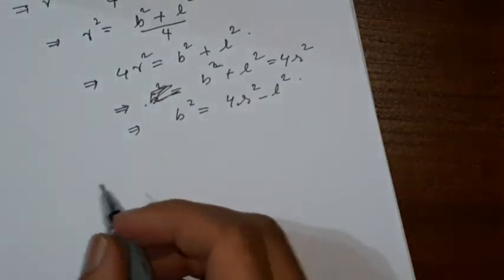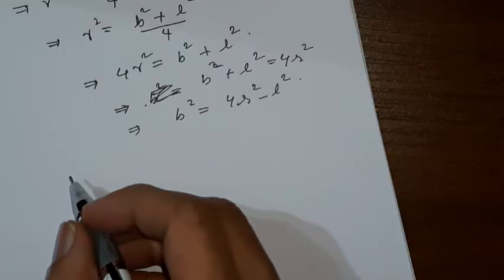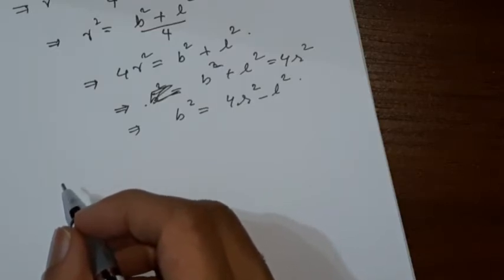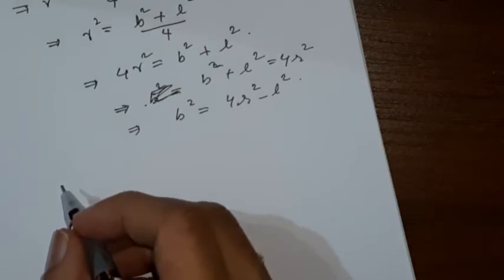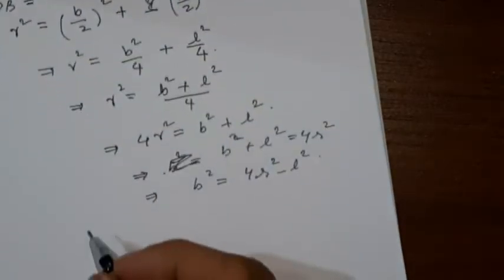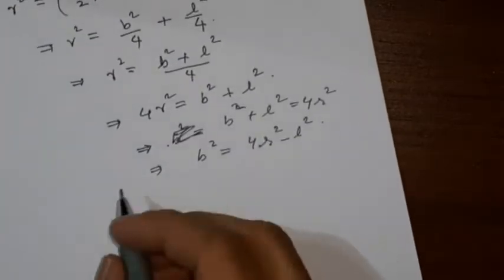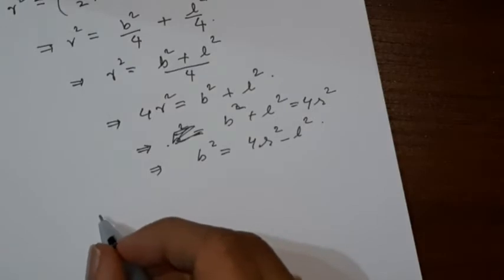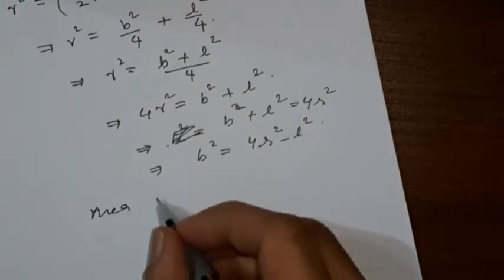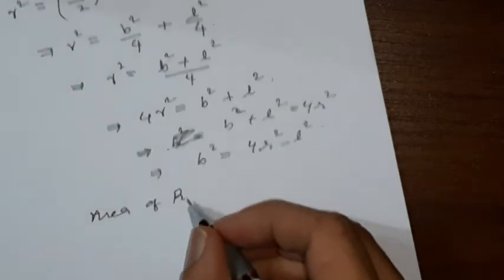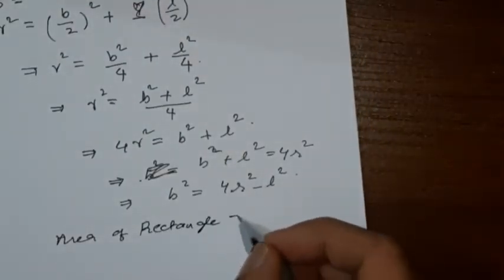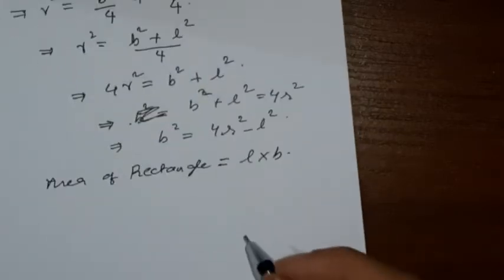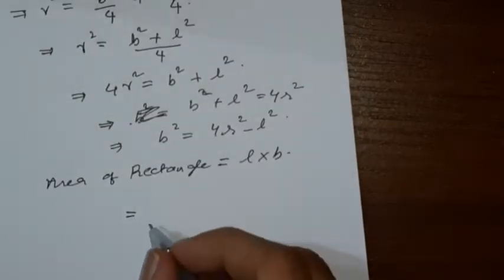Okay, what function do we have to consider now? See, the problem is that the square has the maximum area. So out of all the rectangles, the square will have the maximum area, right? So that means we have to consider the area function, right? So for that we want to find the area of the rectangle. Area of a rectangle is what? Length multiplied by breadth.